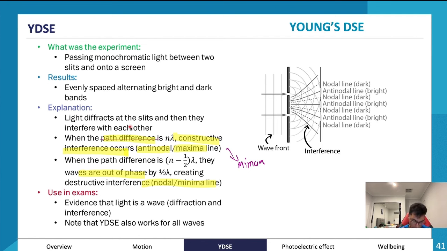So the way the double slit experiment works, as you know, it's alternating between antinodals, which are our bright lines, and nodal lines, which are our dark lines.